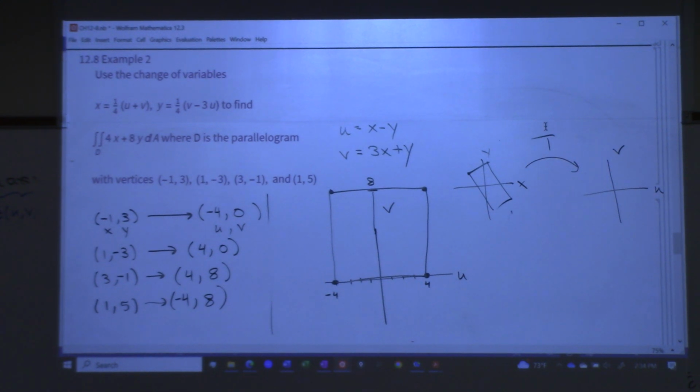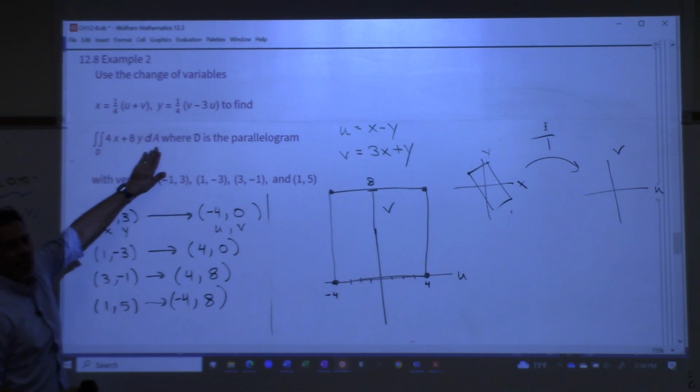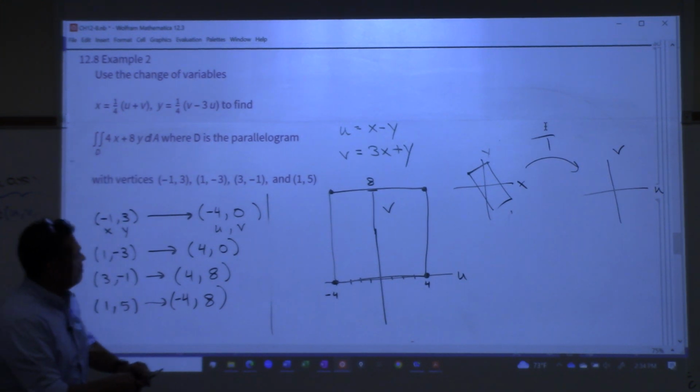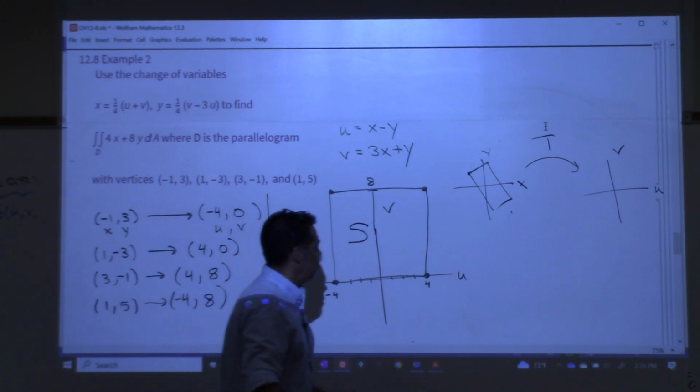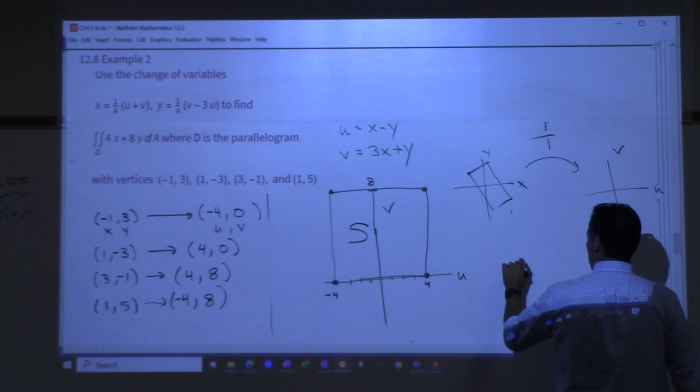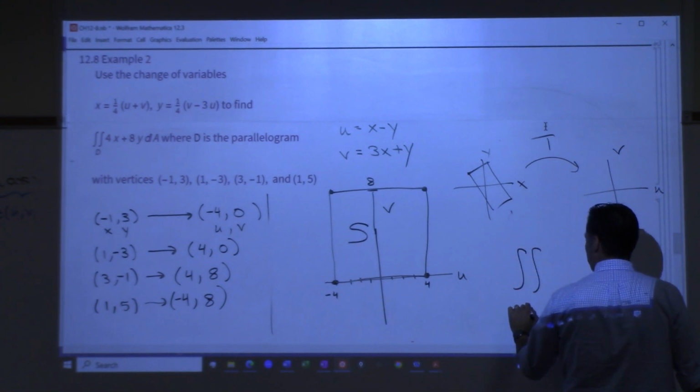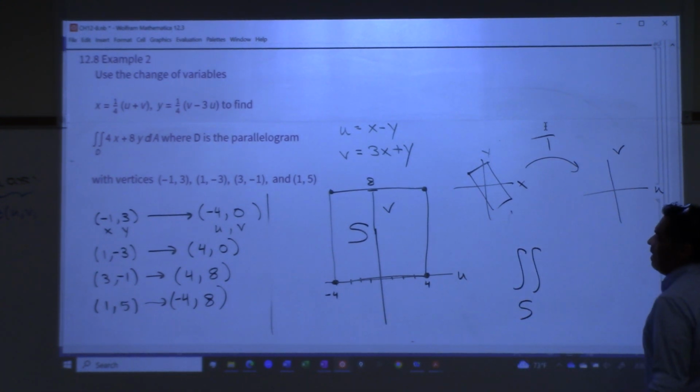I need to finish the problem up. Because what I've done right now is I've taken a look at what this new region looks like, right? So now we've got to convert this integral over. Instead of integrating over D, let's call this S, because that's what I notated in the notes. We are now going to be integrating over S.